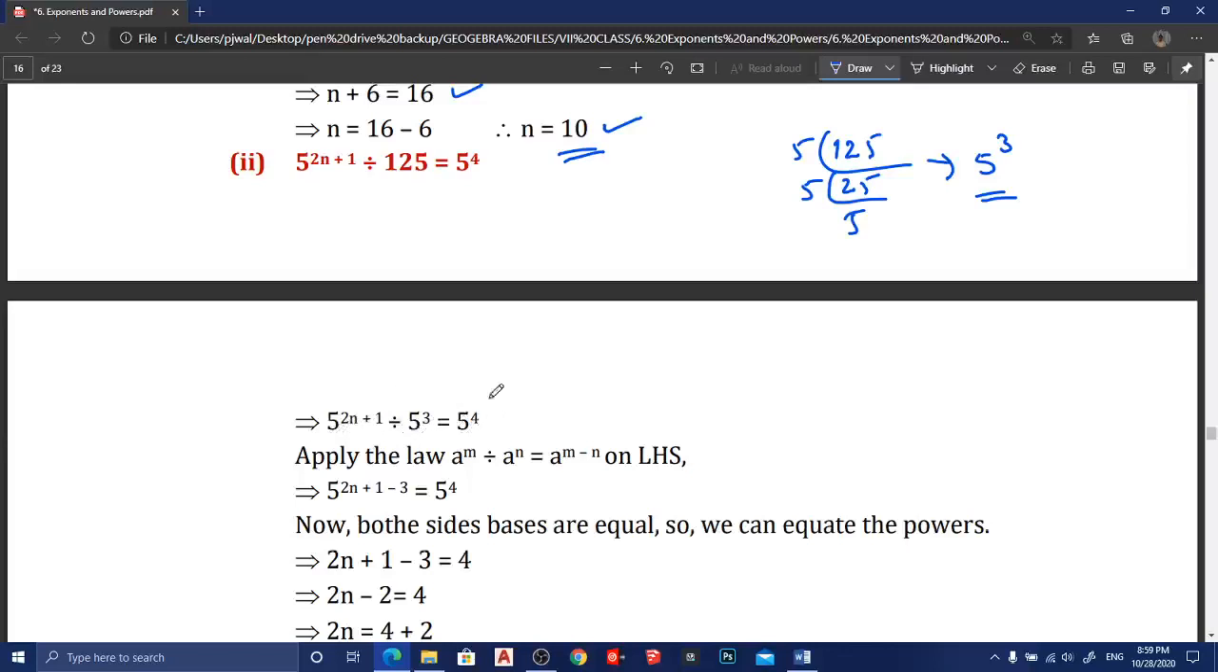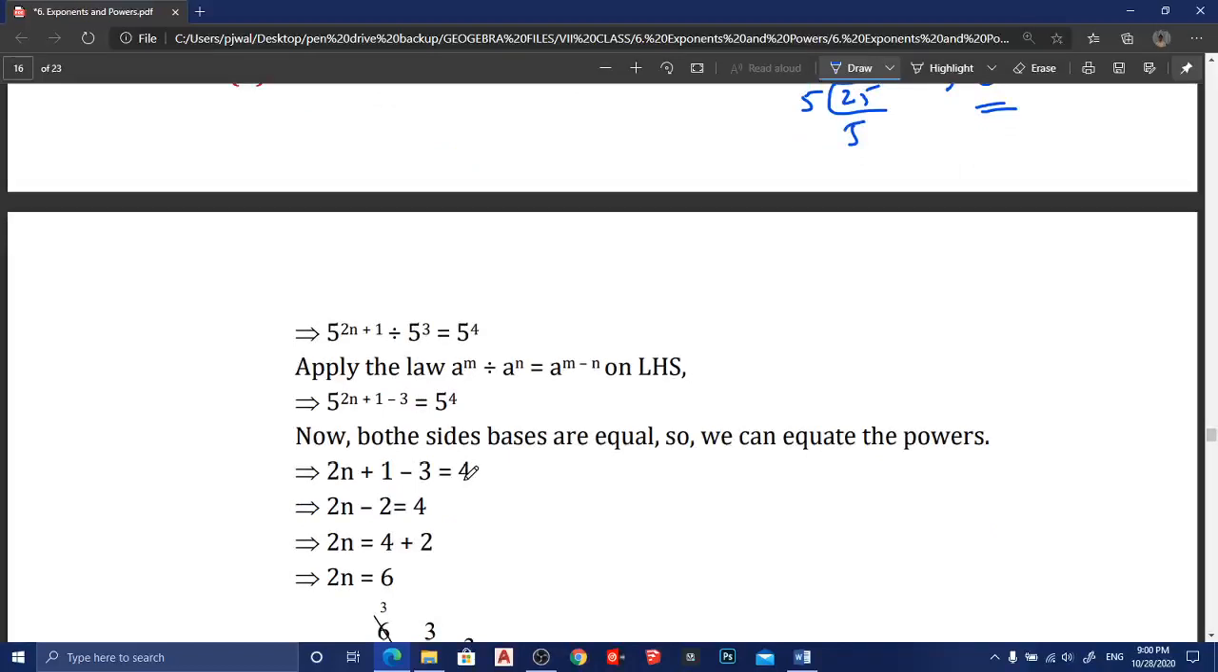So up to here you can use this formula. a to the power of m divided by a to the power of n is nothing but a to the power of m minus n. So take the single power to this, both of these two. 5 to the power of m minus n means what? 2n plus 1 minus 3. 2n plus 1 minus 3 is equal to 5 to the power of 4. By observing here, now both sides bases are equal, so you can equate the powers. Take only the powers, omit the bases. Equate the powers. 2n plus 1 minus 3 is equal to 4.